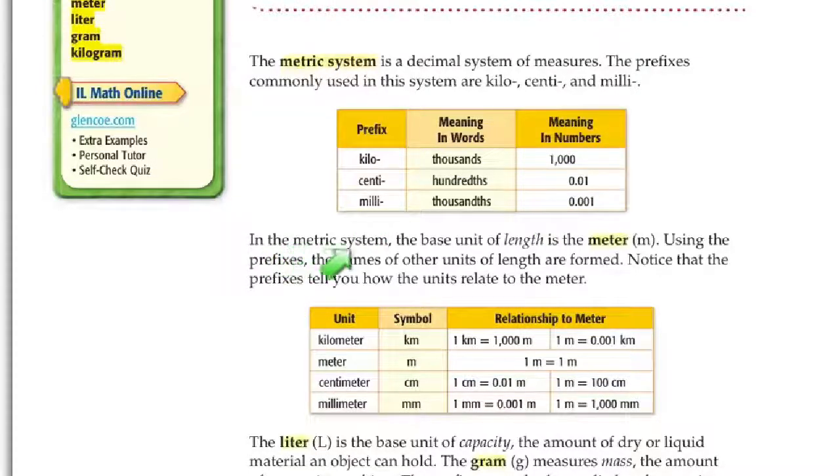In the metric system, the base unit of length is the meter. Using the prefixes, the names of other units of length are formed. Notice that the prefixes tell you how the units relate to the meter. For example, 1 kilometer equals 1,000 meters. 1 meter equals 1,000th of a kilometer. 1 meter is 1 meter. That's our standard relationship. A centimeter is 0.01 meter, and 1 meter is 100 centimeters. 1 millimeter is 0.001 meters, and 1 meter is 1,000 millimeters. These are all things that hopefully you learned in science.